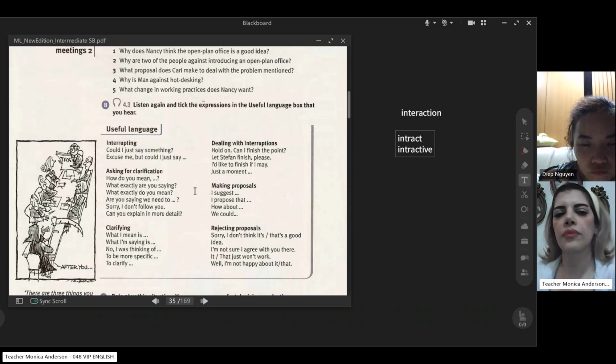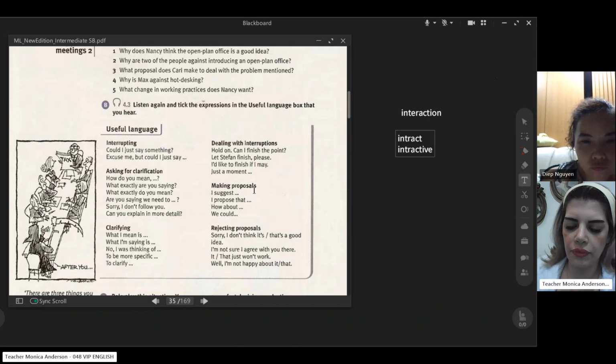Okay. How do you feel about it, Nancy? I'm pretty sure hot desking won't work unless we have an open plan office. I don't think hot desking works in closed offices. Sorry, I don't follow you, Nancy. What exactly are you saying? What I mean is, we could change to an open plan system, but I'm against introducing hot desking now. It's not good to change everything too quickly. Staff need time to get used to changes.